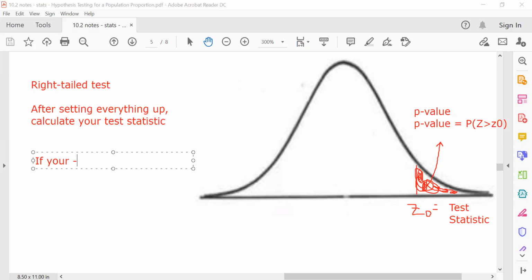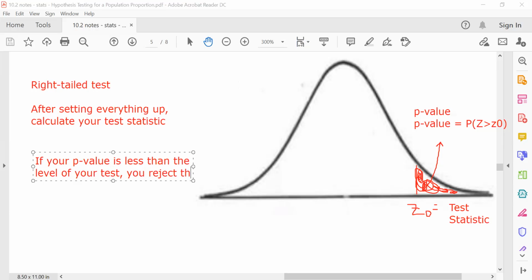Then if your p-value is less than the level of your test, you reject the null hypothesis. Otherwise, you don't. No matter what, if you have too small of a p-value, you reject the null hypothesis. Large p-value, you fail to reject the null hypothesis. And you compare it against the level of the test, which is alpha.